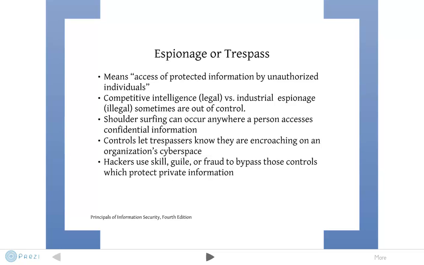Espionage or trespass means to have access to or protect information by unauthorized individuals. Competitive intelligence versus industrial espionage. Industrial espionage can be as easy as, let's say that you have two bookstores competing, and you have managers walking through the other bookstore to see what they're doing and how they are advertising similar books, and trying to figure out how to do it better.